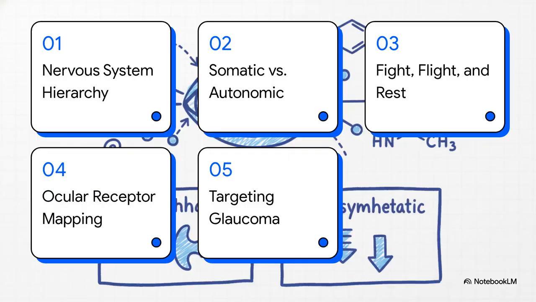All right, so here is our roadmap for the day. We're starting with a big picture macro view and systematically zooming all the way down into the eye's cellular receptors. Our agenda is 1. The nervous system hierarchy. 2. Somatic versus autonomic control. 3. Fight, flight, and rest. 4. Ocular receptor mapping. And finally, 5. Targeting glaucoma with pharmacology. Let's get into it.